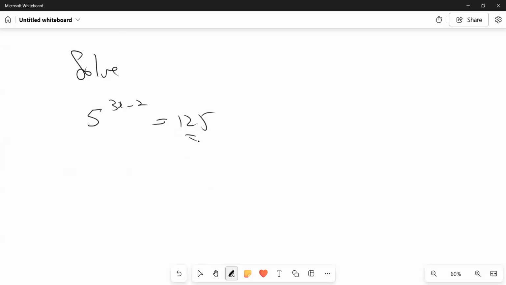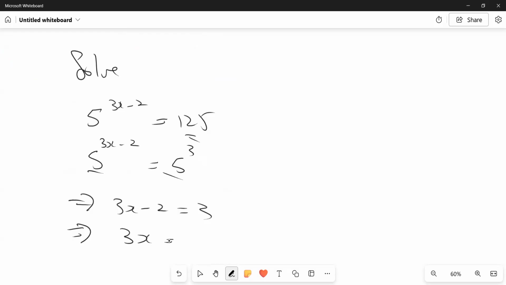So you try to write this with a base of 5. So 5 to the 3x minus 2 equal 5 to the third power. So since the base is the same, that implies that 3x minus 2 is equal to 3, which further implies that, okay, well, you solve now. This is a simple equation, right? 3x then is going to be equal to 5. X then is going to be equal to 5 over 3. Right? And that's your answer.